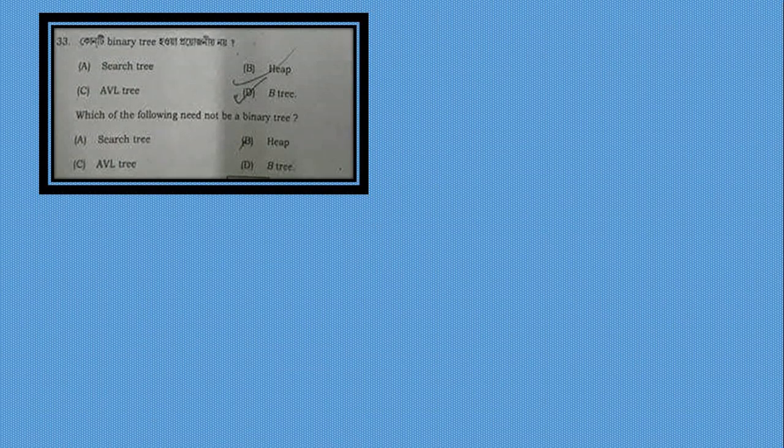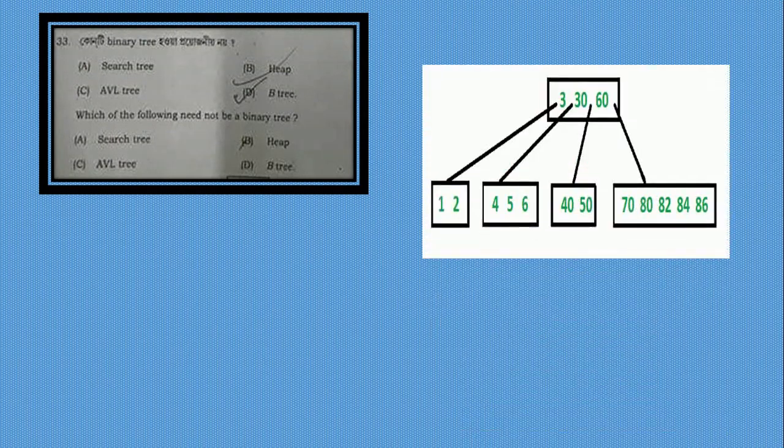Which among the following sorting algorithms has the worst case time complexity of Big O, n log n? Obviously it is heap sort. Which of the following need not be a binary tree? This is also a B-tree, because search tree, heap tree and AVL tree all have at most two children, but a B-tree can have any number of children. So the answer is B-tree.